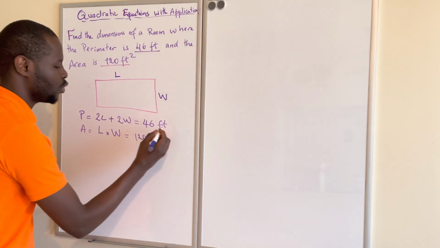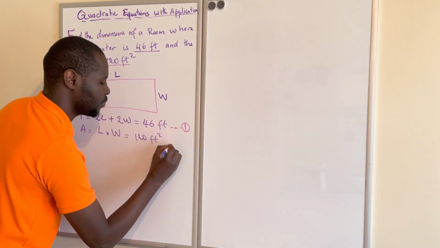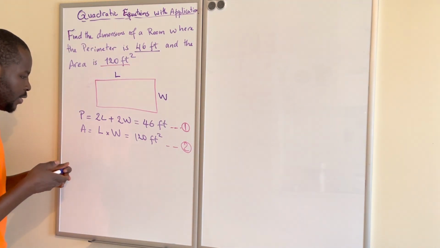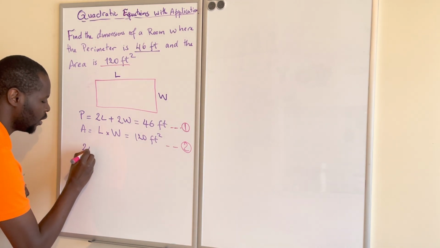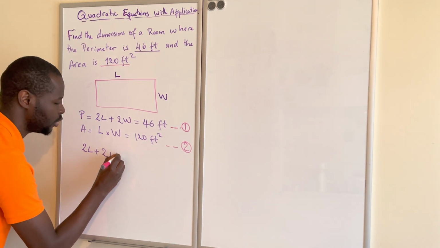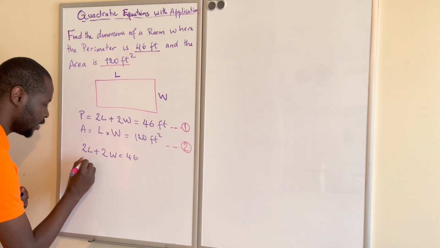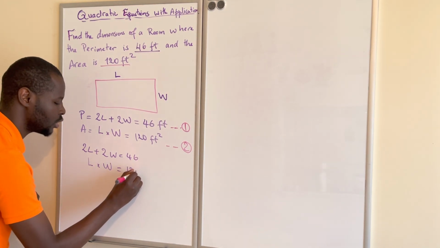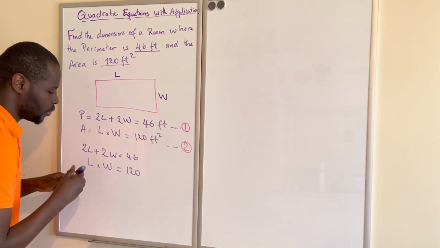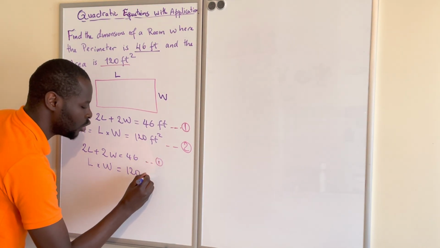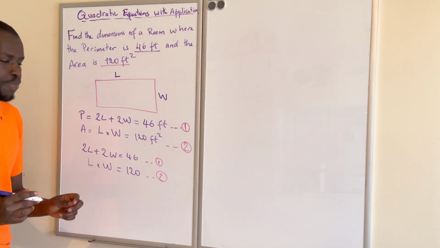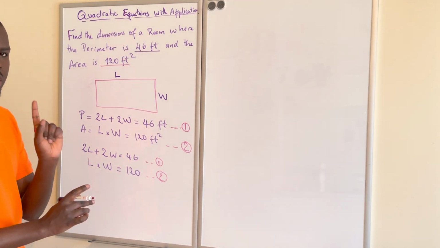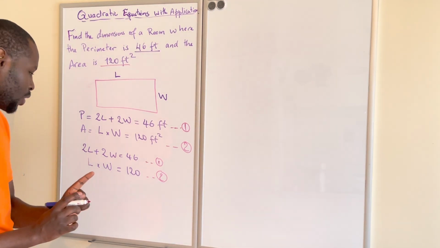Now we have two equations, right? Equation 1 and equation 2. I'll go ahead and rewrite them down here. So I have 2L plus 2W equals 46, and L times W equals 120. Now, in order to get a quadratic equation form, I need to rewrite one of these equations so that it is in terms of one variable, so we can solve it.